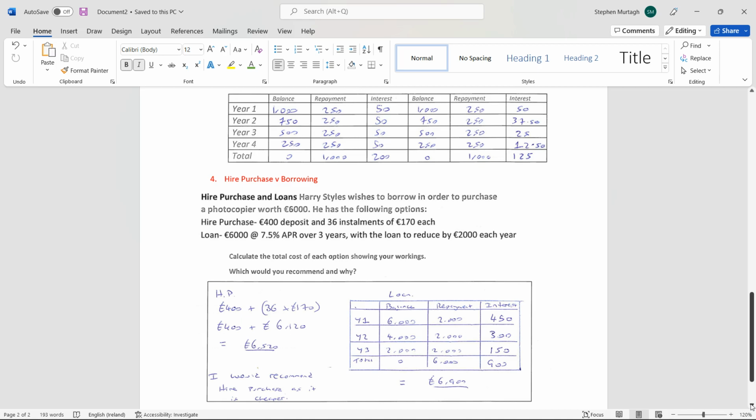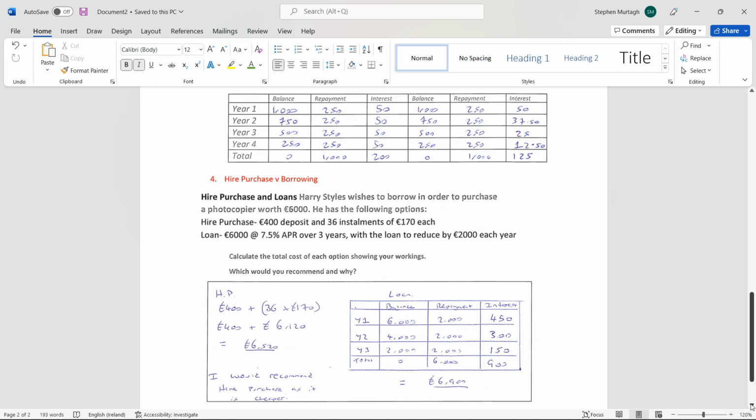When you add up the interest, 450 plus 300 plus 150, the total interest is €900. The total cost of that loan is the €6,000 original loan, plus the interest of €900 is €6,900. So we've calculated the cost of each option now, and we've showed how we got our answers there.